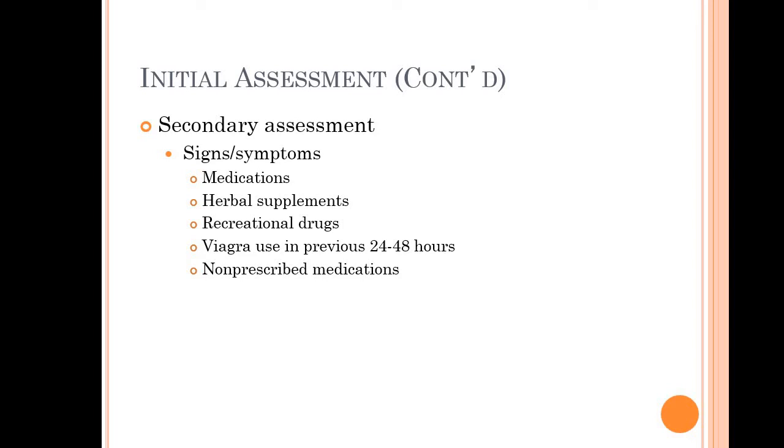By the way, ask about anything that's non-prescription, like if they feel like they've been sick for the last few days and they keep popping aspirins, we need to know about it. How many of those have you taken? How often?